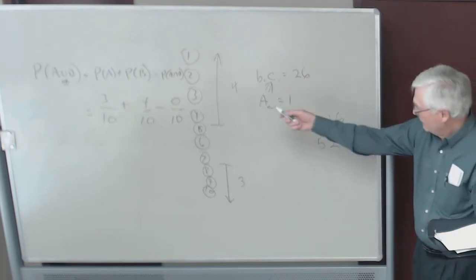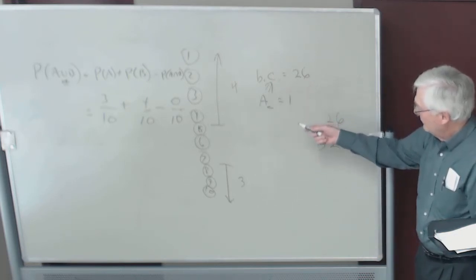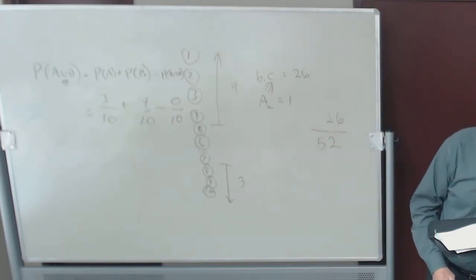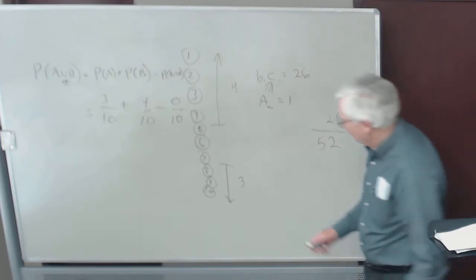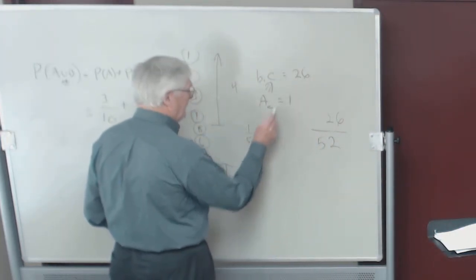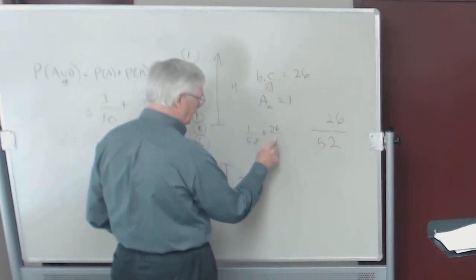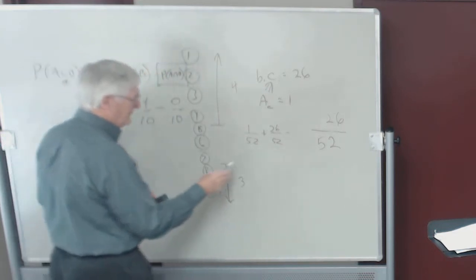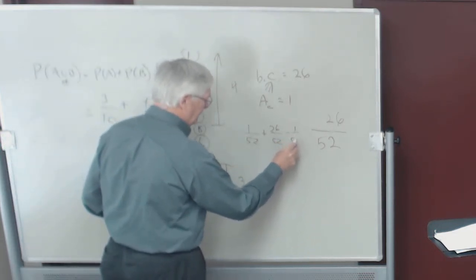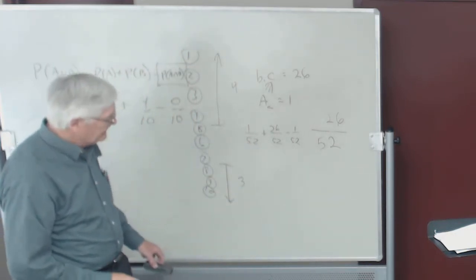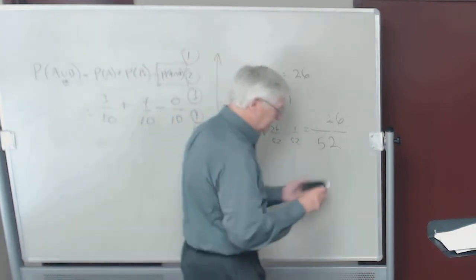Now, if you were doing the formula, which way did they say it? The ace of clubs or a black card. So the ace of clubs, that would be 1 over 52, plus a black card, 26 over 52, minus the intersection, which would be 1 over 52. See what happens if you're using that formula? So you end up with 26 over 52.